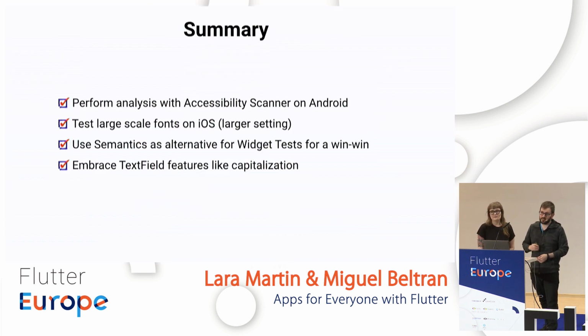If you want to improve the accessibility of your app, you can follow these steps. First, run the accessibility scanner on Android. That's the quickest way to get a review of your application with all the actionable items. Then, check the larger font scale on iOS, because it has a higher setting, and you can see if anything is broken. Semantics is a great way to make testing easier. Even if you don't want to focus on accessibility in your app, you can use it as a matcher for your widgets and to improve your tests. Finally, don't forget to embrace the text field's built-in improvements.